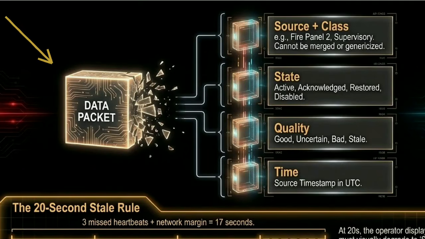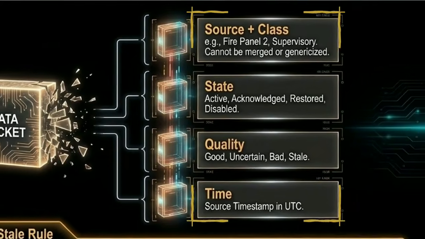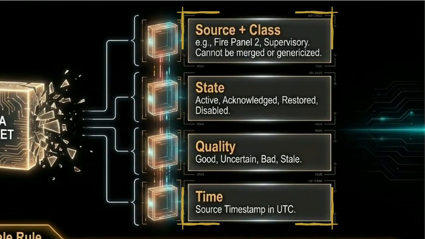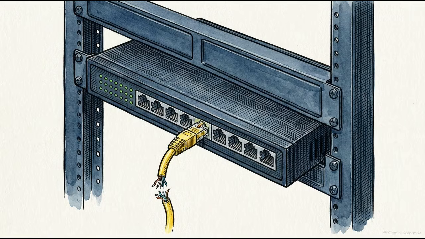For the blue track to provide forensically useful information, every packet sent to the glass layer must carry absolute, unalterable context. Looking at the upper half of this graphic, a single data packet is broken apart. It clearly states the originating source, the alarm class, the active state, network quality, and a precise UTC timestamp.